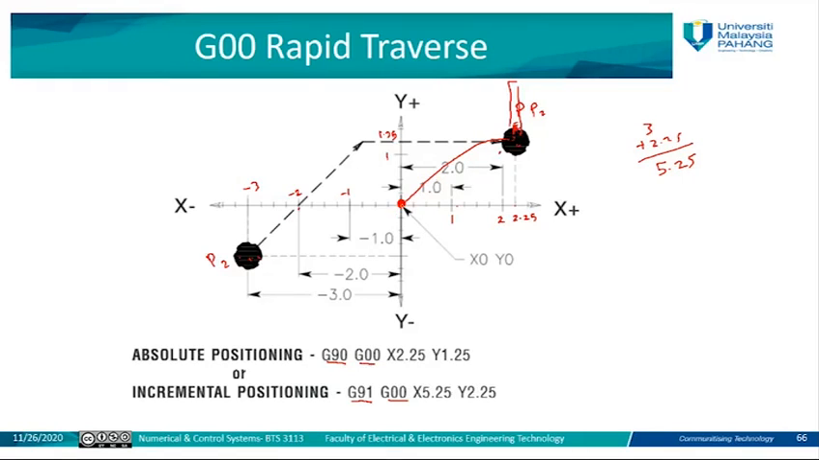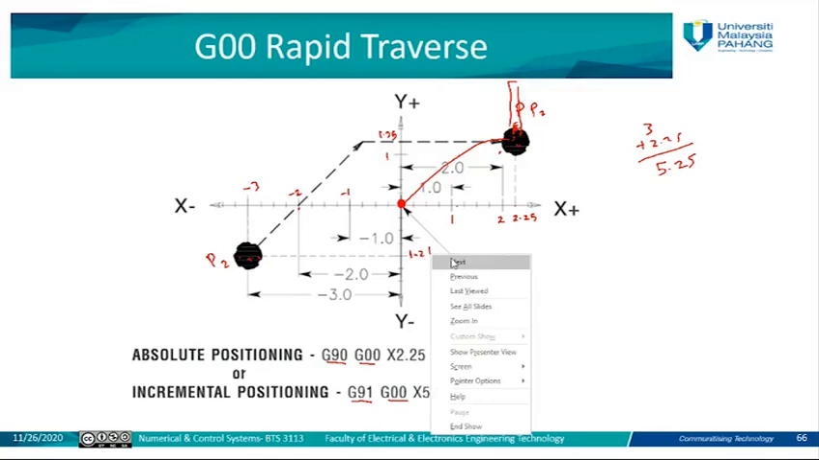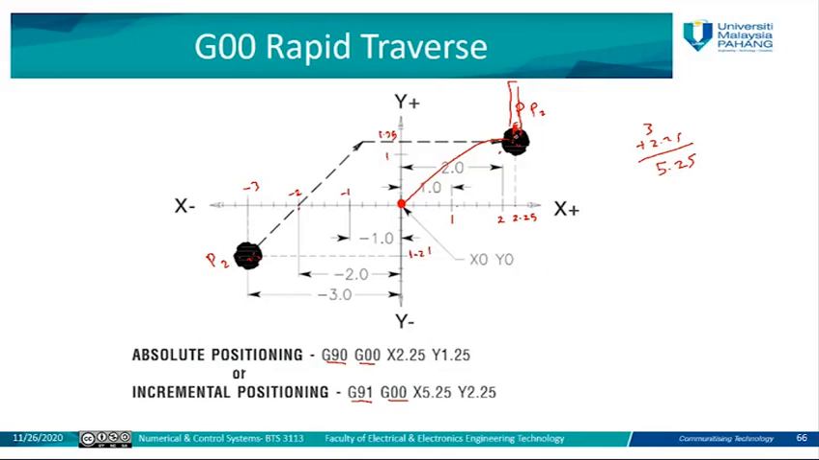If in the beginning, for example, I ask the spindle to go to here for -3 and 3, and this one is 1.25. Okay, so then I ask the spindle to go from this point to here. Or if the spindle is at this point, I ask it to go to this point. In both cases, the spindle needs to move 5.25 units. So where did I get the 5.25? This is 3, this is 2.25.